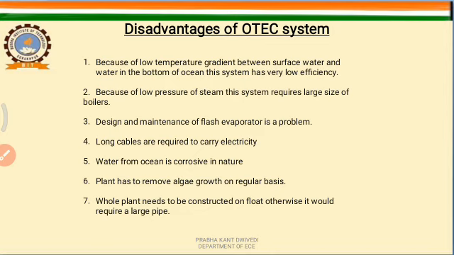Long cables are required to carry electricity. It is discussed earlier that if the system is a floating system, then very large cables are required. Water from the ocean is corrosive in nature. Other one is, plant has to remove algae growth on a regular basis. Other one, the whole plant needs to be constructed on a float, otherwise it would require a large pipe.